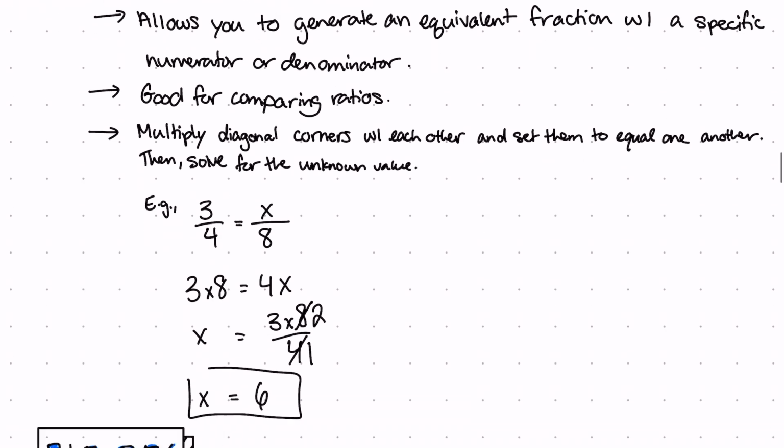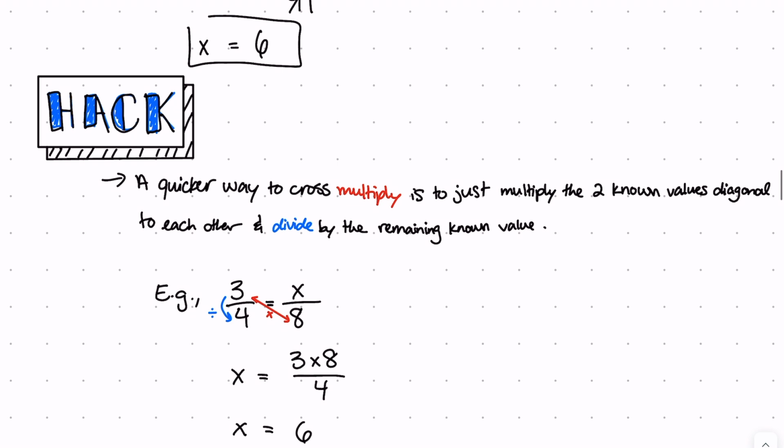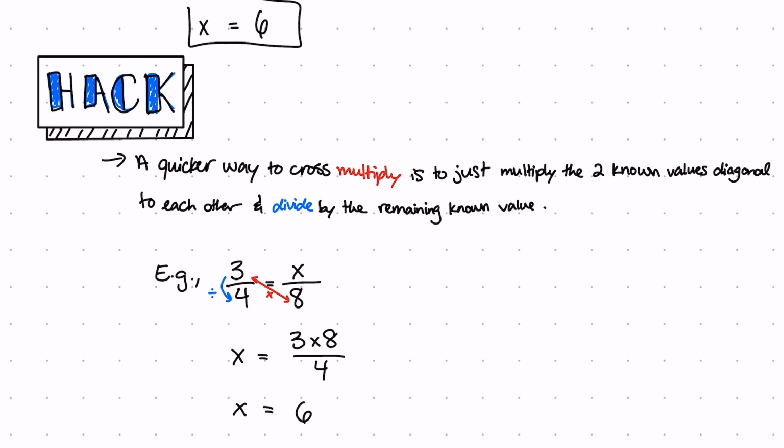Now I just want to share a little bit of a hack. That's not really much of a hack, but it allows you to do things quicker. So a quicker way to cross multiply is to just multiply the two known values that are diagonal to each other and divide by the remaining known value. So using the same example, we have 3 over 4 is equal to x over 8. So all we're going to do is multiply the two diagonal known values, so the 3 and the 8, and then divide by the remaining known value, so the 4. So x is going to be equal to 3 times 8 over 4, or 6. And so that's just how you can do that a little bit quicker.